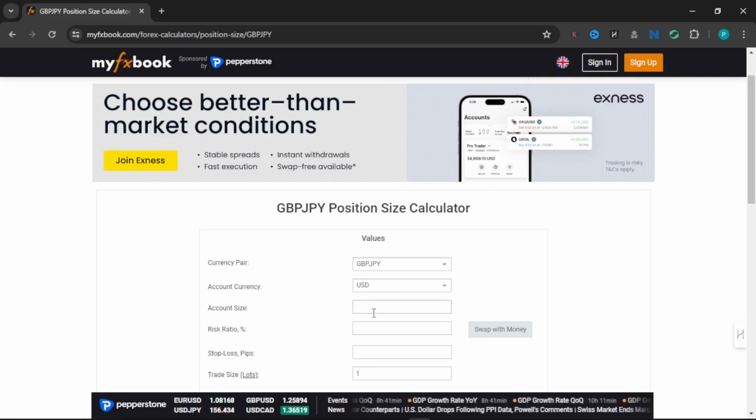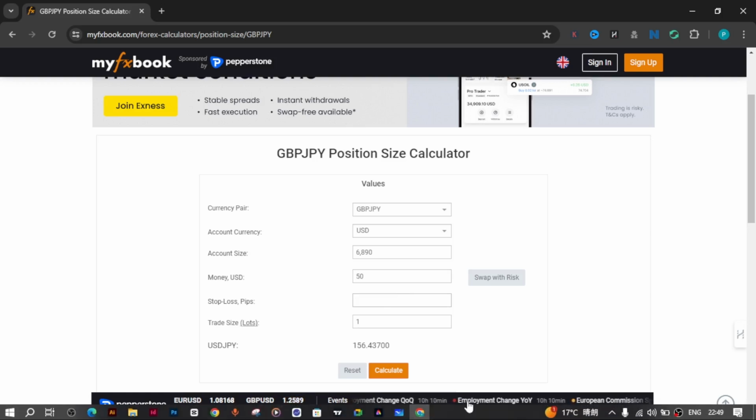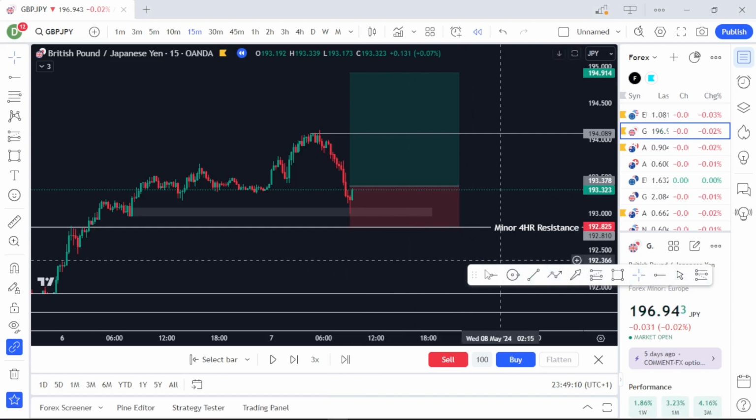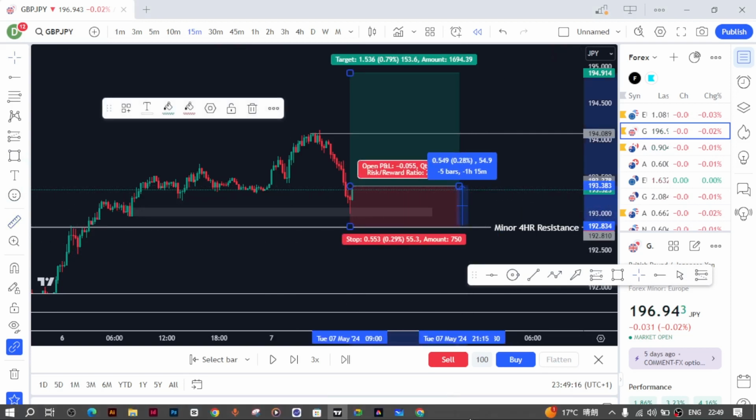Account size. So just enter your account balance here. For this tutorial, let me just use random figures. 6,890. Risk ratio in percentage. For this, I would like to go in with currency. Enter the amount you actually want to risk. So for example, let me say I want to risk a total of maybe $50, and then my stop loss position. So let me say I want to use how many pips is measured here. Let me see how many pips we measured here. Okay, let me say 55 pips.